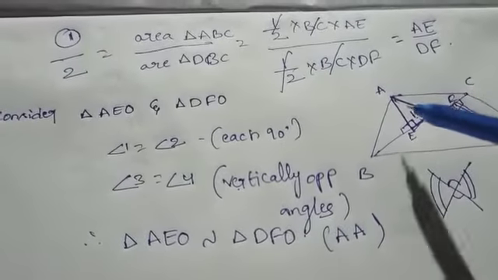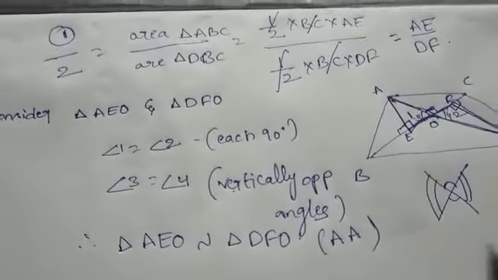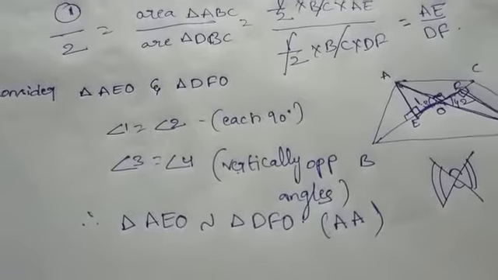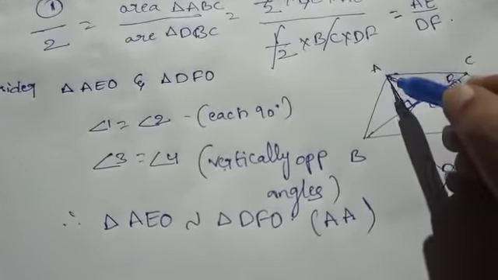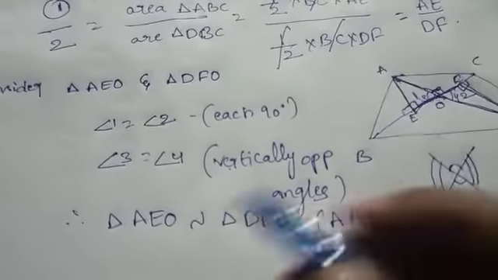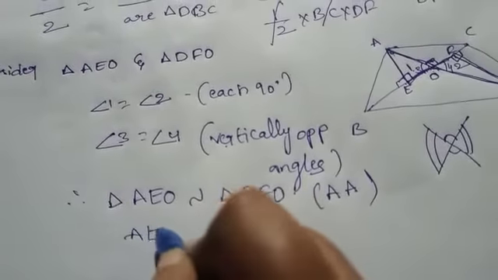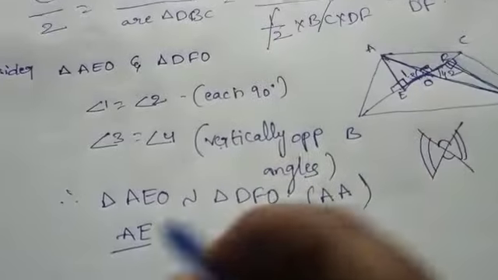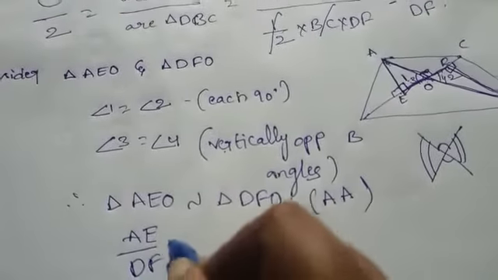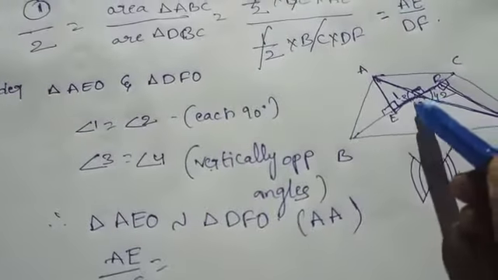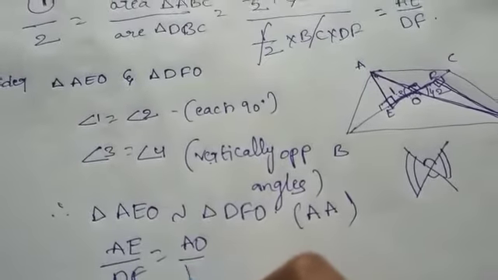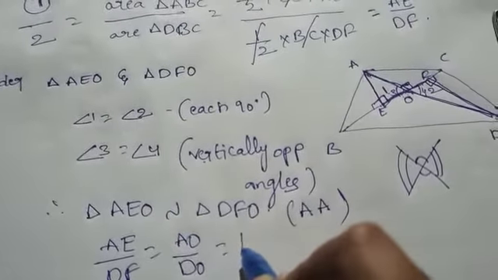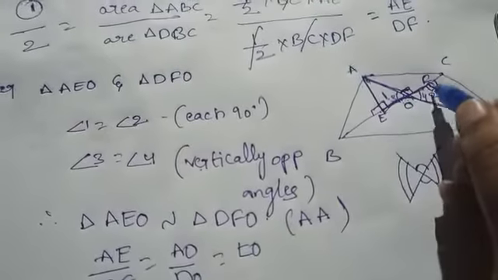Then corresponding sides are in proportion. If two triangles are similar, the corresponding sides are in proportion. Corresponding sides AE by DF equal to AO by DO. AO by DO equal to EO by FO.